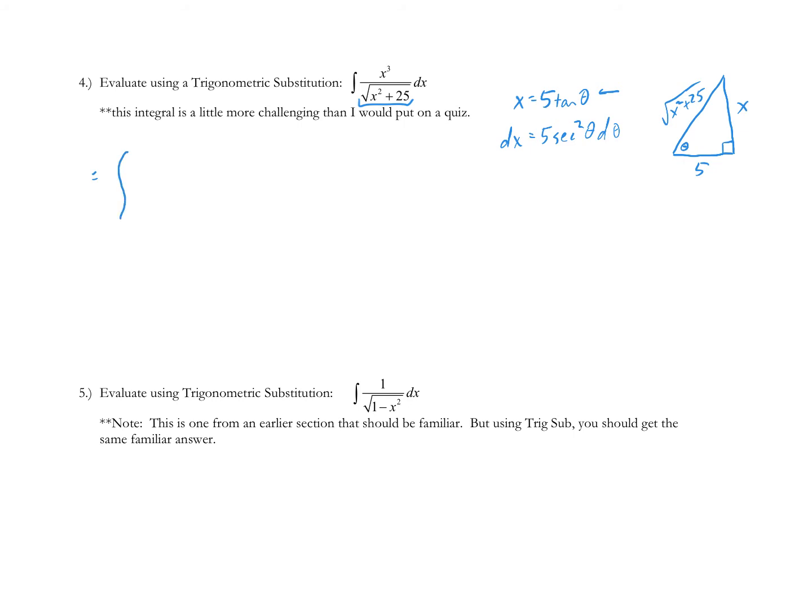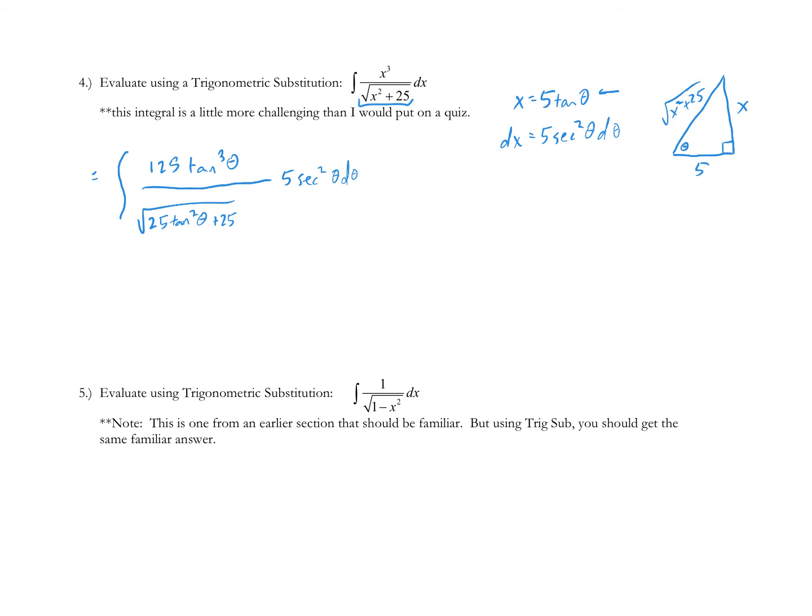Up in the numerator, we have x cubed, so that would be 125 tangent cubed theta divided by the square root of 25 tangent squared theta plus 25. And then my dx is after the parentheses, so 5 secant squared theta d theta. There's our first big ugly step.